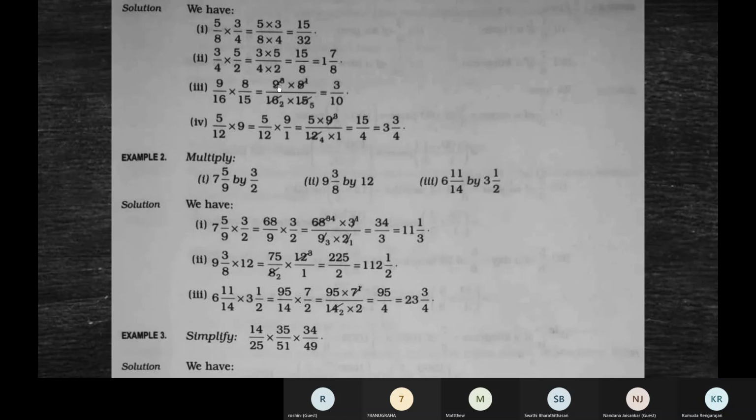Now, see, in the numerator you have 9. In the denominator you have 15. 9 and 15 come in the tables of 3, right? You can also simplify here like this. You can take one number from the numerator, another number from the denominator, and simplify. Now 9 in the numerator and 15 in the denominator, both of them come in the tables of 3, correct?